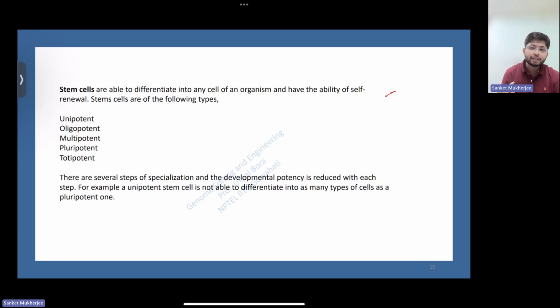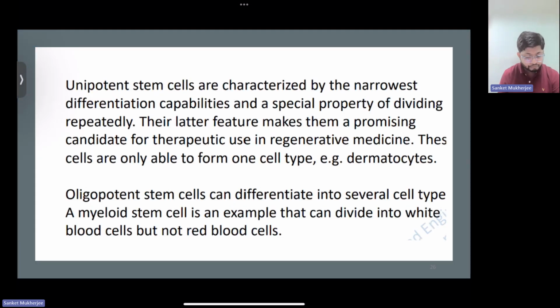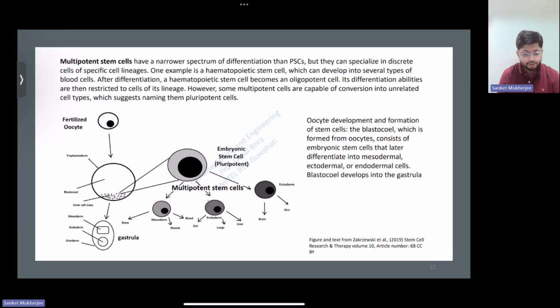Stem cells could be unipotent, where they could only form cells of a particular lineage. For example, hematopoietic stem cells can only go for hematopoiesis, so they can only form blood cells. Oligopotent cells can produce multiple cell types, usually within the same lineage. Multipotent cells are a little bit more potent, so less differentiated. Pluripotent stem cells are basically the embryonic stem cells, which can form all three germ layers, but cannot form the placenta. Whereas totipotent cells can also form the placenta. So that is how it is. You can read about it in the lecture slides.